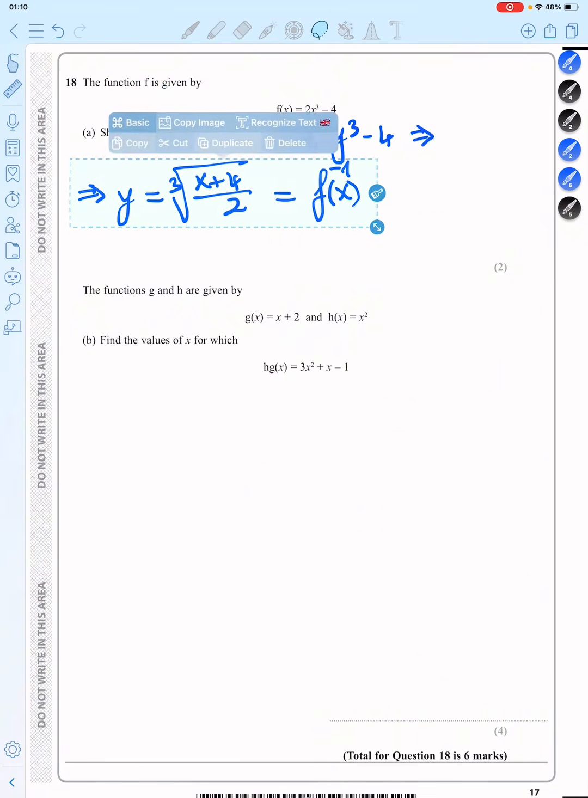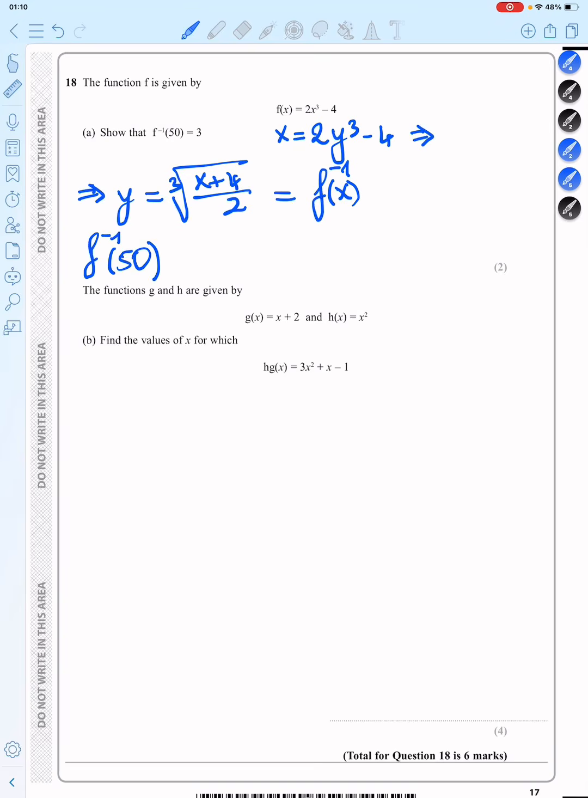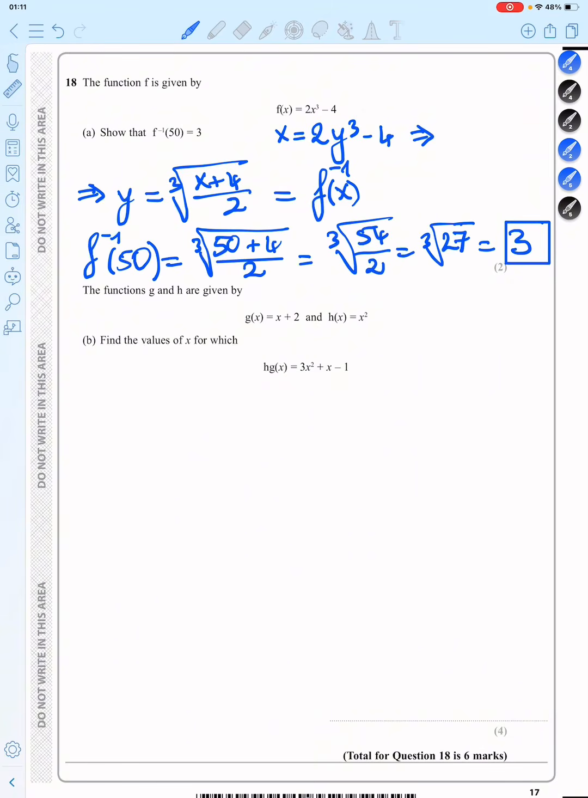So we need to show that f inverse of 50 is equal to 3. So f inverse of 50 is basically substituting 50 into our x here, right? So it is the cube root of (50 plus 4) over 2, and that is equal to the cube root of 54 over 2, right? And 54 over 2 is what? 27. So the cube root of 27, and that is equal to 3. And so we have shown that f inverse of 50 is equal to 3.